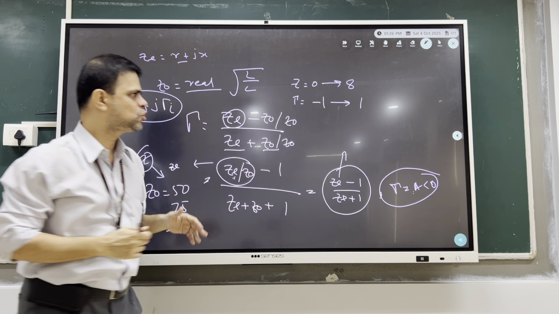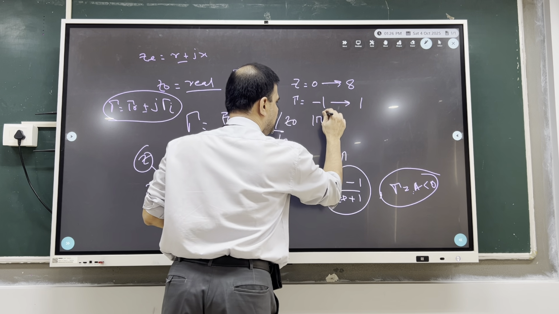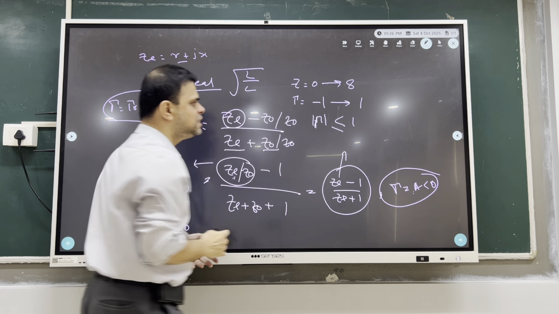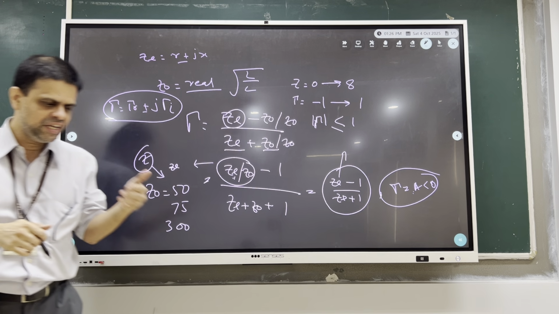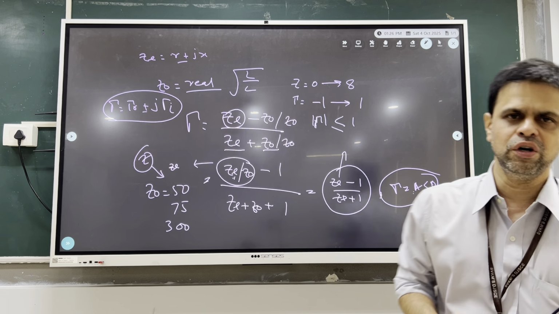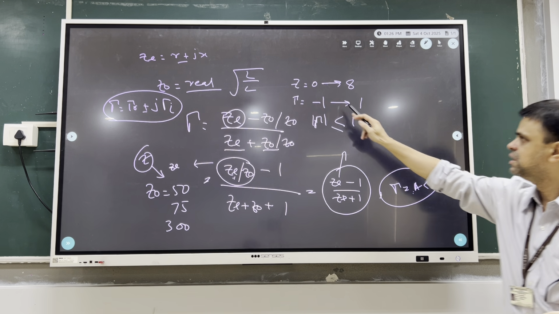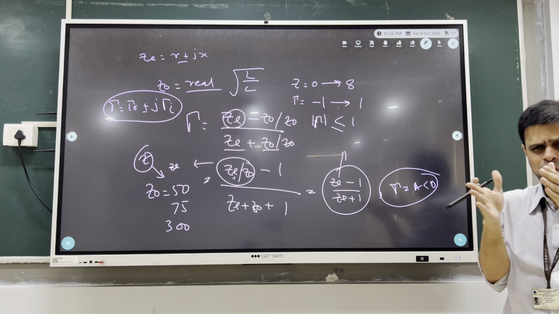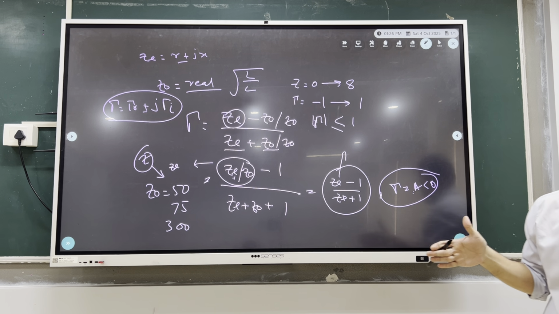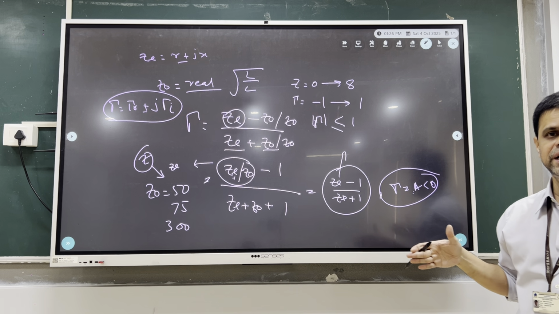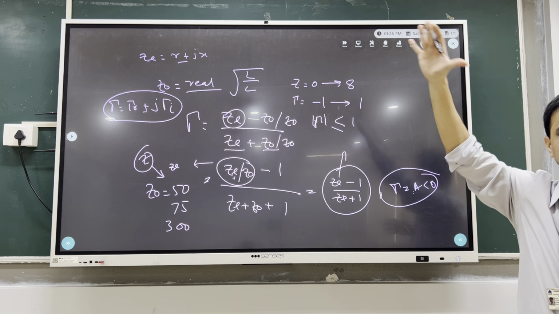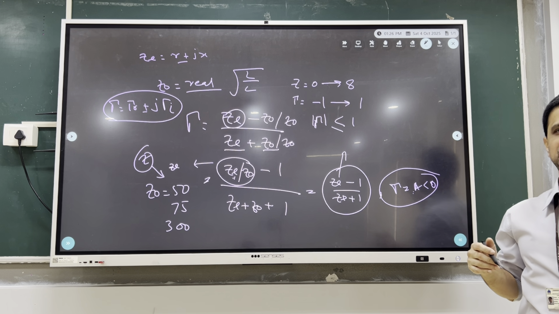So these are the limits. I will say mod gamma is less than or equal to 1. This is the variation of the reflection coefficient happening for the variation of impedance from 0 to infinity. Because these are the two bounds, I will say. These are the two bounds. Let your z domain vary from 0 to infinity, your gamma domain only varies from -1 to 1.